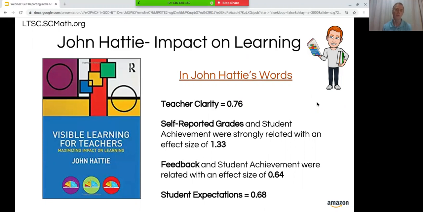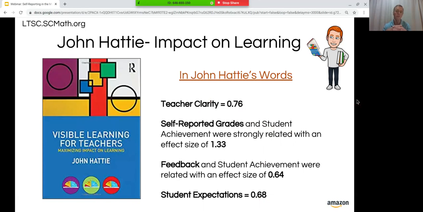So when we see teaching with clarity, which is using learning targets and success criteria, we have an effect size of 0.76. We see that self-reported grades are very high at 1.33. That's really high. Feedback is at 0.64, and student expectations are at 0.68. The thing is, when you start looking at these pieces, and if you click on this book, it'll take you out to a chart that has all these on here. All of these pieces are intertwined. They all kind of mesh together.